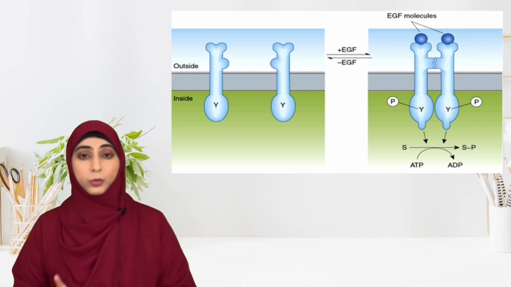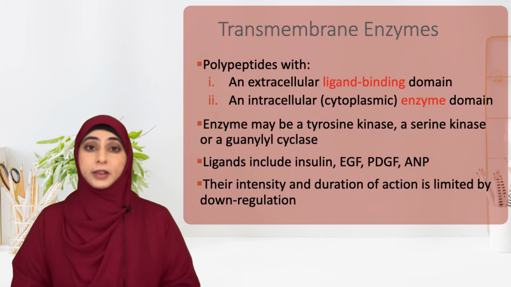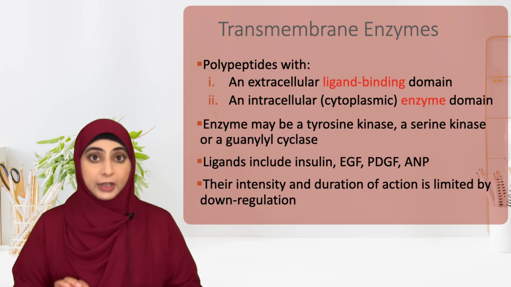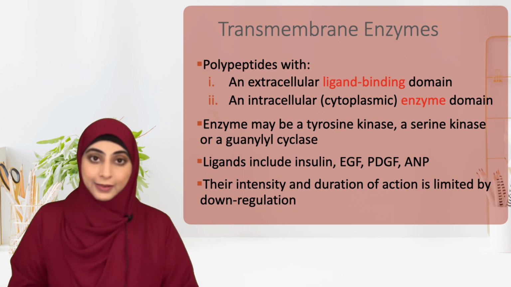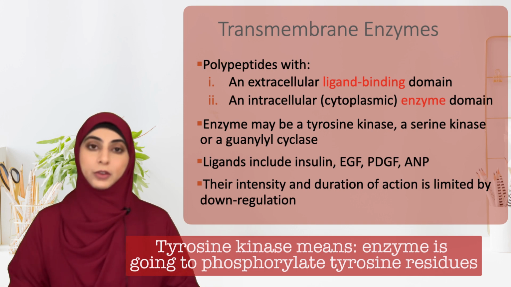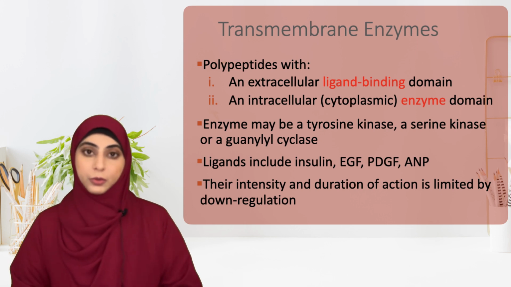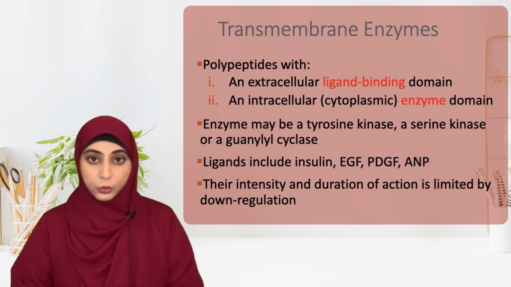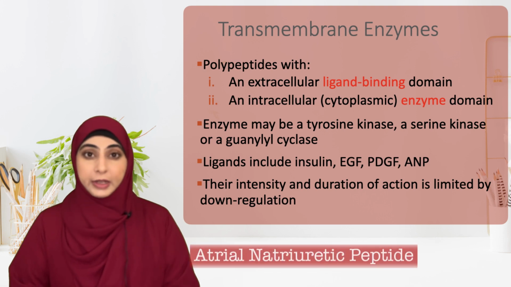This enzyme is most commonly tyrosine kinase or serine kinase. Now a kinase is an enzyme that phosphorylates, and phosphorylation not always but generally leads to activation of the downstream molecules. Tyrosine kinase means that the enzyme is going to phosphorylate tyrosine residues. Serine kinase means that the enzyme is going to phosphorylate the serine residues in the amino acids or proteins which they encounter. The ligands for these receptors include insulin, epidermal growth factor, platelet-derived growth factor, and atrial natriuretic peptide.